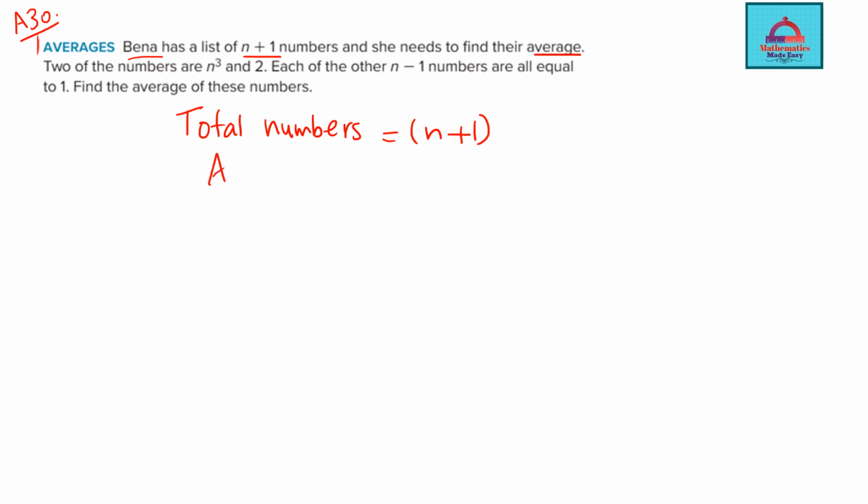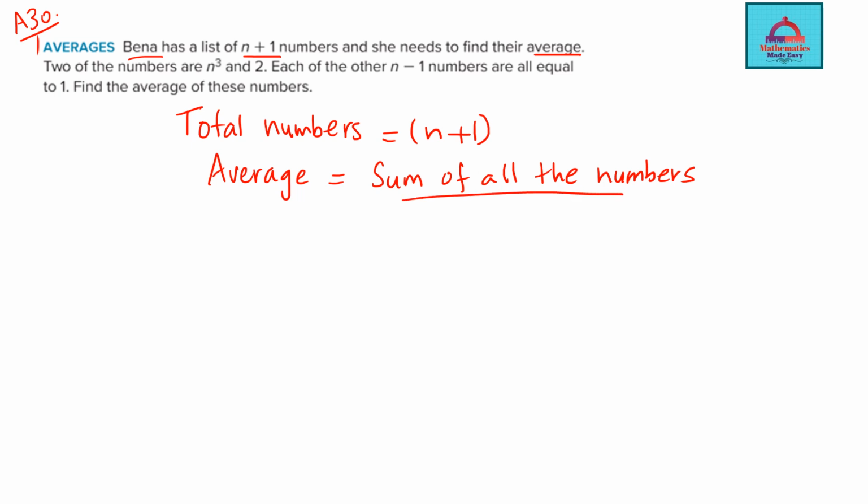Okay, she needs to find the average. So what is the formula for finding average? The formula is you add all the numbers, you take their sum. So sum of all the numbers, and then you divide it by the total numbers. So we need to find the average. This is what we need to find. So definitely we have to do division. So we will be using long division.